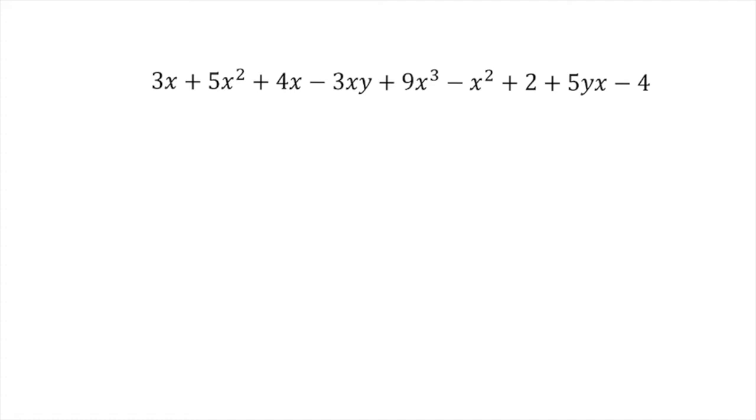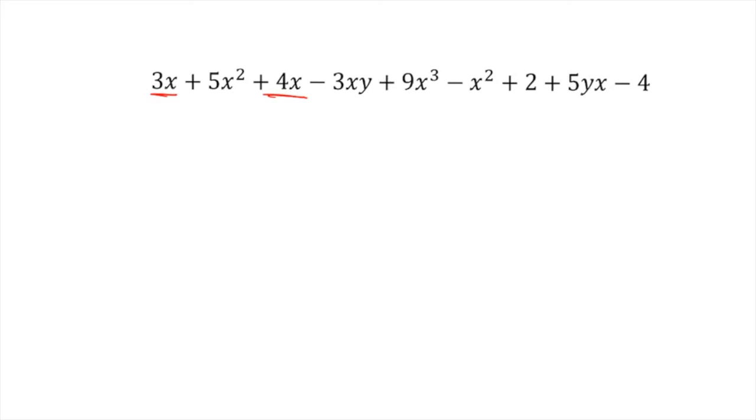Before I try and simplify something, I first try and identify the like terms. Now remember, with like terms, they've got to be exactly the same. Same variable, same exponent. So let's start with a 3x. Where are its little friends, its like terms? Well, obviously, I'm looking for something that's just got an x, not an x squared, not an x cubed, not anything else, just a plain x. So there's another one. And if I scan through the rest, that's it. So those two are like terms.